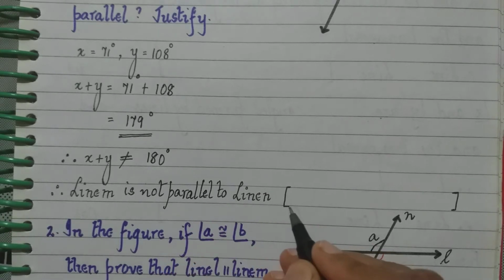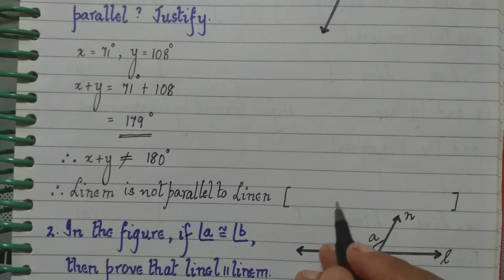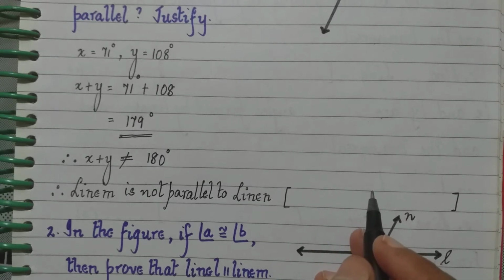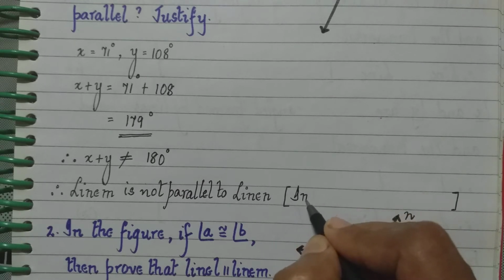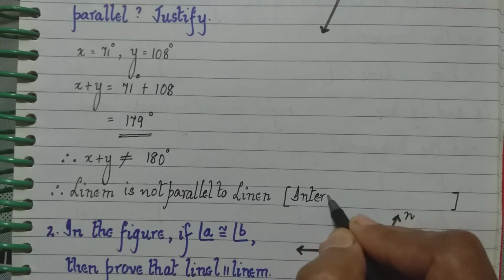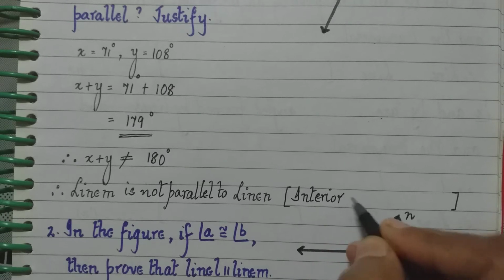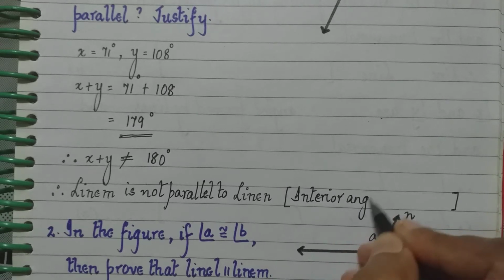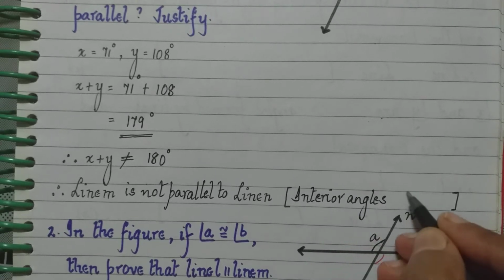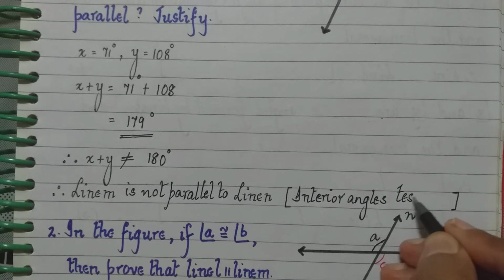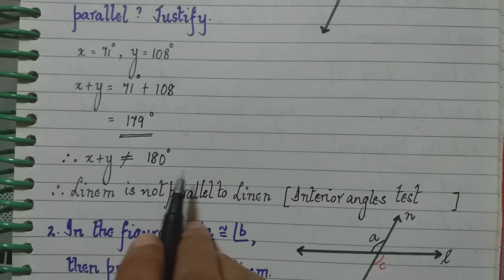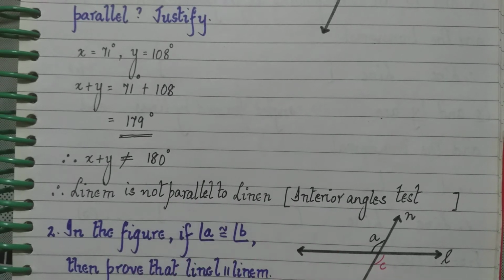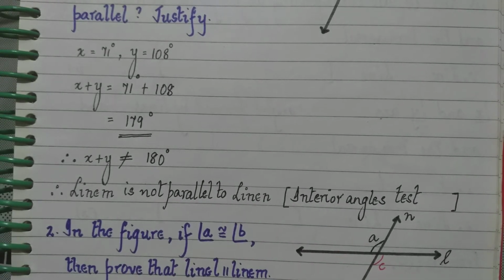to line N. And how do we know it? Because here we are using the interior angles test. The interior angles test tells us that if a pair of interior angles on the same side of the transversal are supplementary, then the lines are parallel to each other. So here, since they are not supplementary, the lines are not parallel to each other.